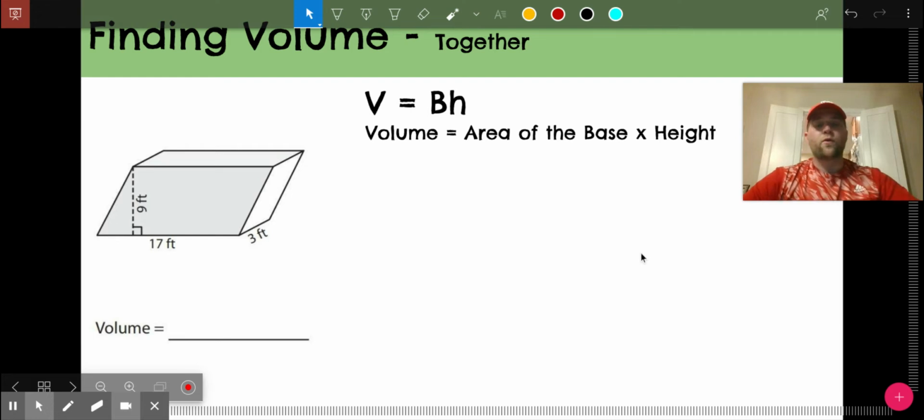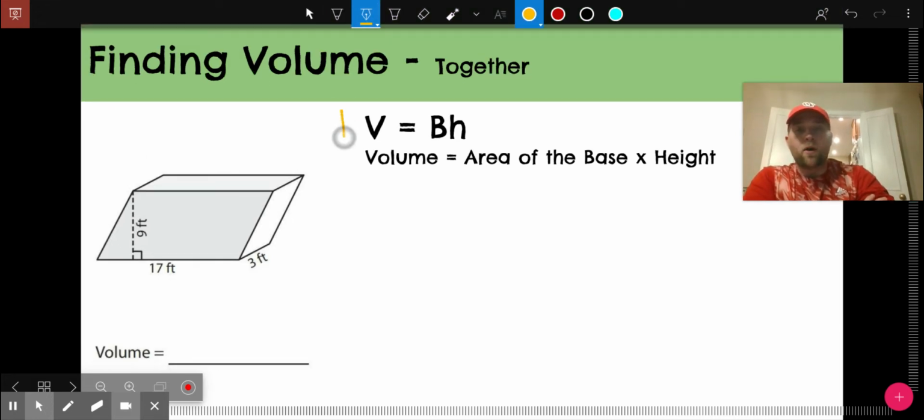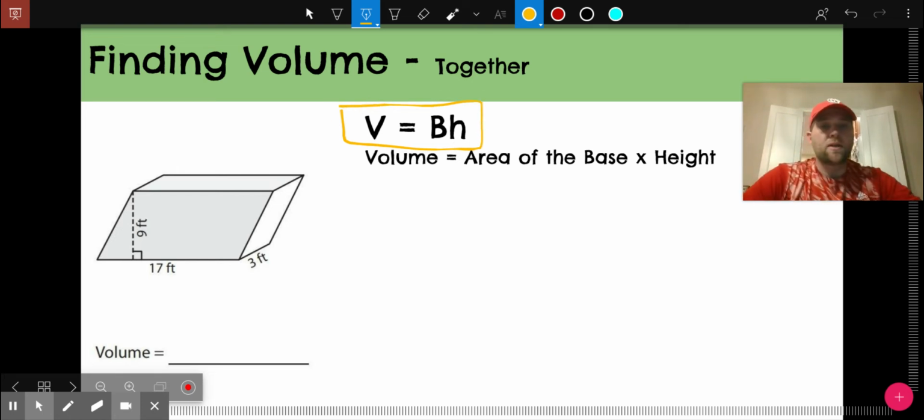Okay, so the formula that we're going to be using is right here, and it is volume is equal to B times H. That's a capital B, which means we're using the area of the base, and then we're multiplying it by its height. Okay, so let's look at this one together.